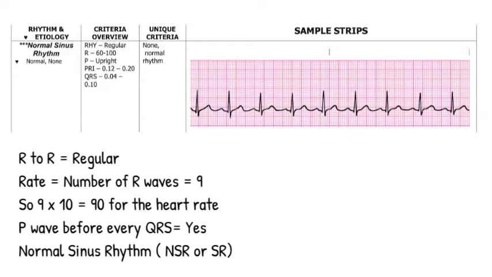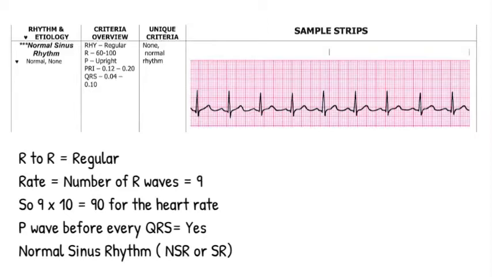We have a regular rate. The rate falls between 60 and 100. There's a P wave before every complex. We're going to call this normal sinus rhythm.